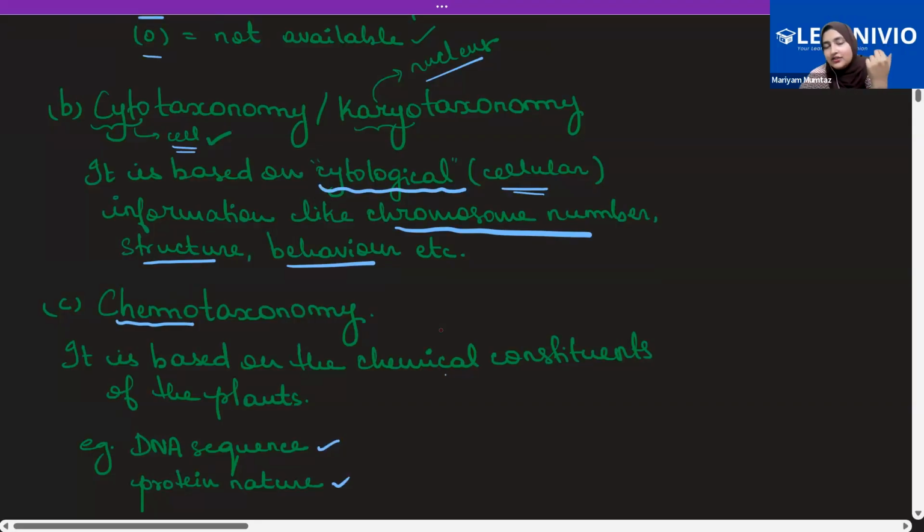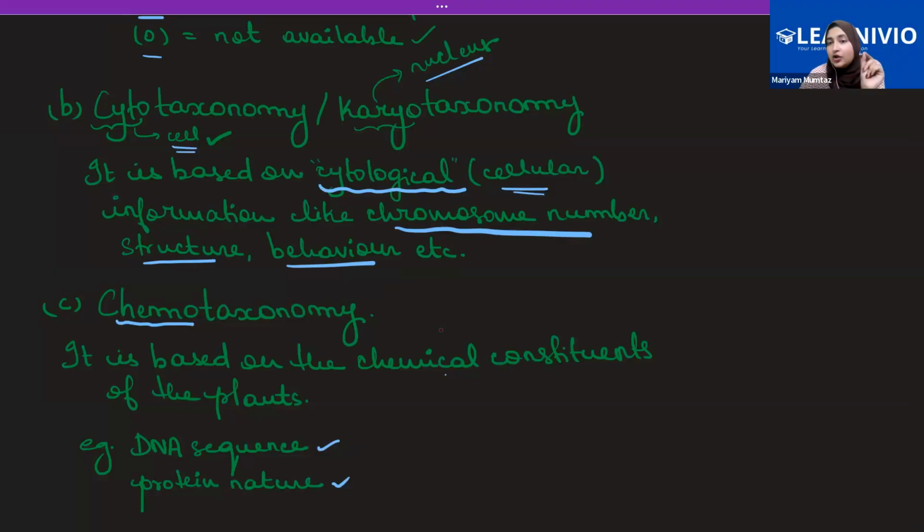Then the next type of taxonomy is cytotaxonomy or karyotaxonomy. See, cyto means cell, so the taxonomy of the cell we call cytotaxonomy. And karyon means nucleus, so the taxonomy of the nucleus we call karyotaxonomy. This one is based on cytological information, meaning all information based on the cell, like the type of cell, whether it has a membrane or not, how many chromosomes are present inside the nucleus, what is the structure of the chromosome, what is the behavior of the cell, and what is the composition of the cell. All of that type of taxonomy would be called cytotaxonomy or karyotaxonomy.